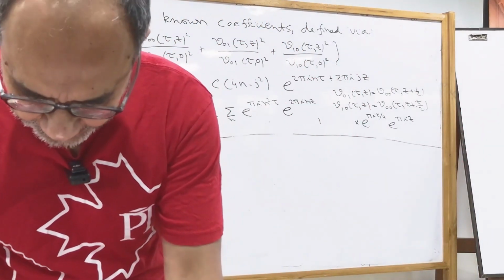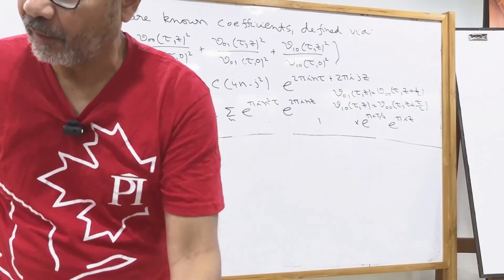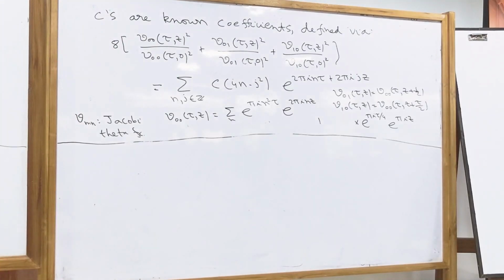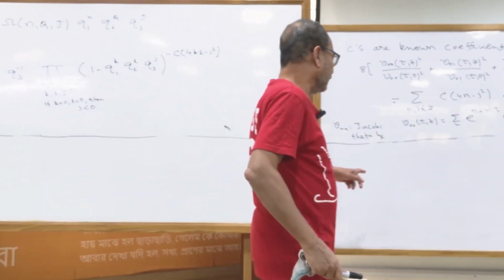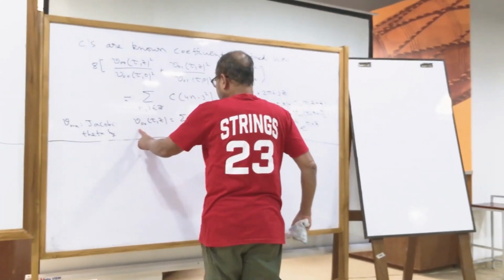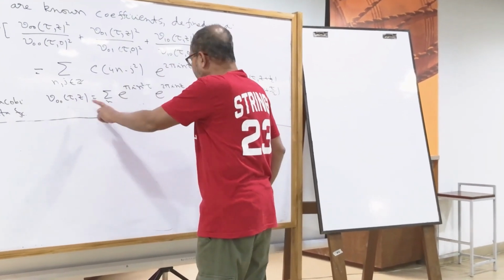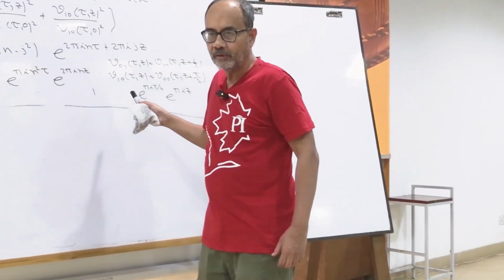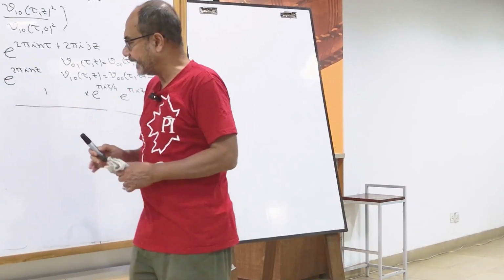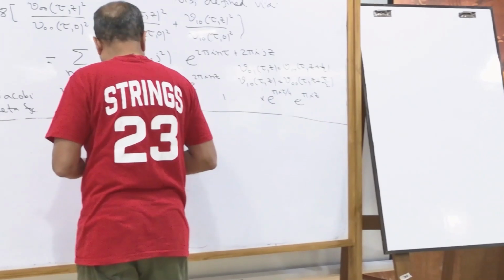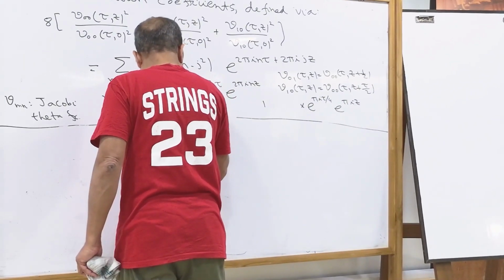Okay, so let me explain this formula. This is completely explicit, even though it's complicated. The idea is the following: you first define these three functions, theta 0 0, theta 0 1, and theta 1 0, which are functions of two variables, tau and z, given here. The sum over n runs from minus infinity to infinity for all integers.